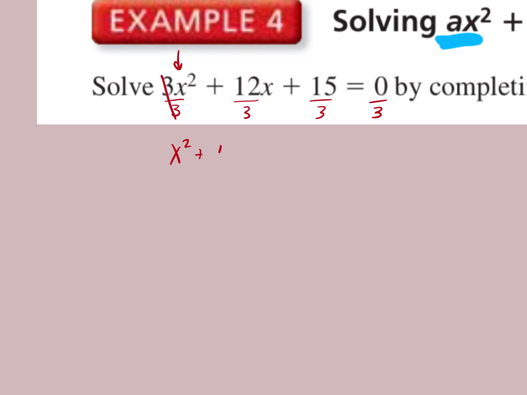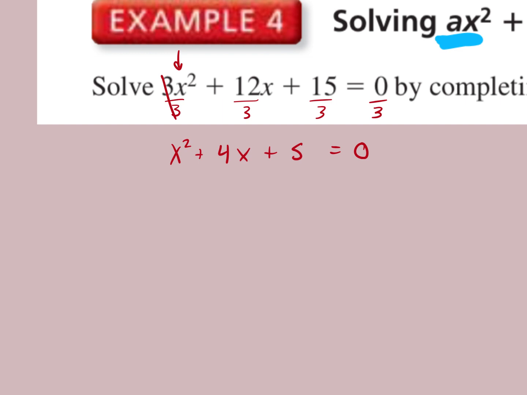12x divided by 3 would be 4x. 15 divided by 3 is 5, and then that's equal to 0. Now for any type of question like this, we always want to see, do I have two factors of 5 that add to 4? I do not, so I can't just factor it. I have to use one of my other strategies to solve.